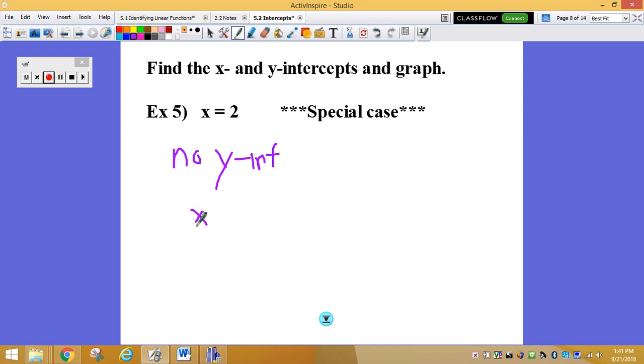And the x-intercept is going to be at 2, 0. This graph is going to look like this. It's going to go through 2 at your x-axis, and it's going to be a vertical line. So that's that graph.